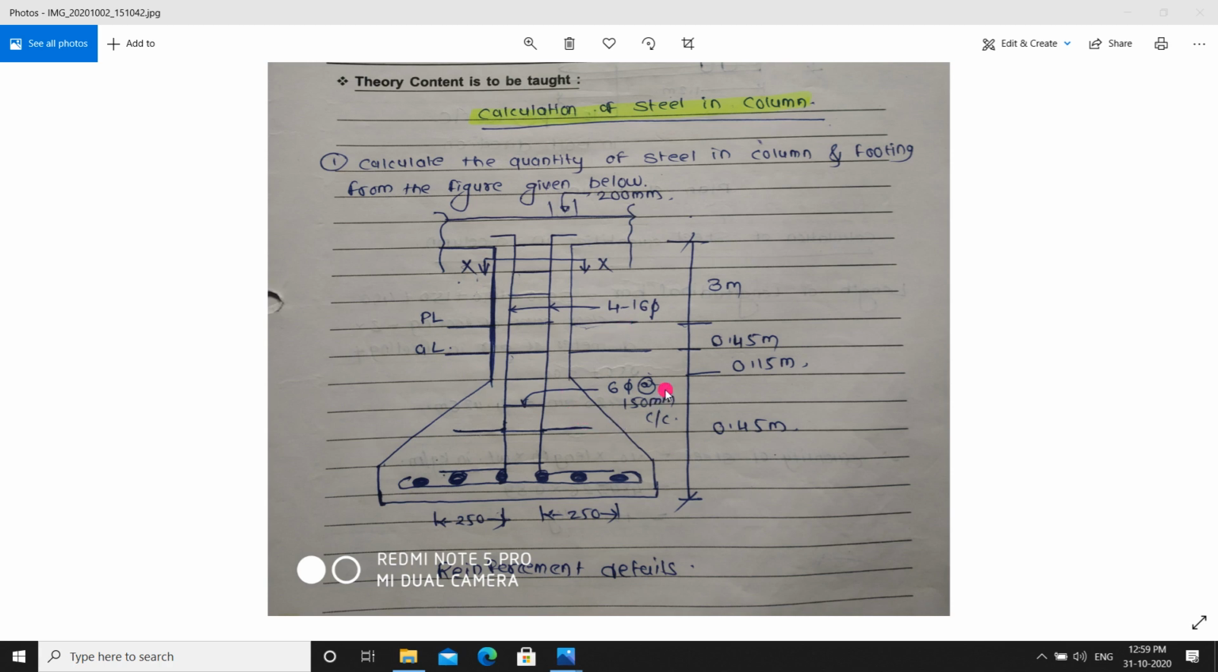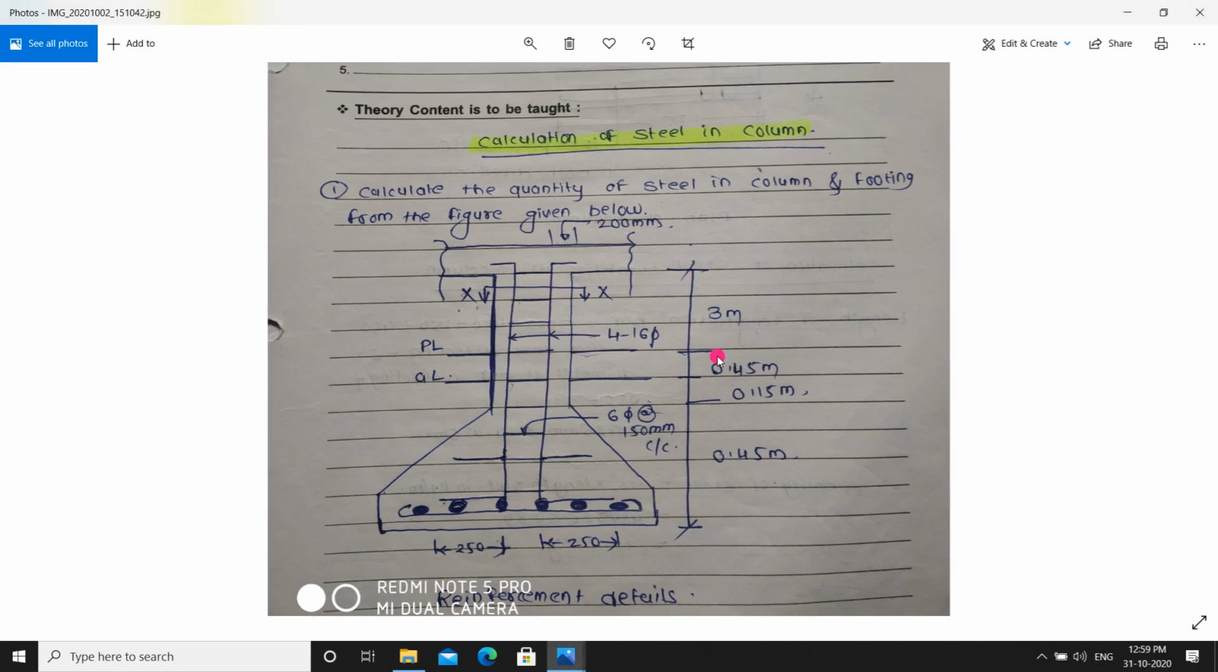The formula required for the calculation of stirrup length, as well as length of ties, remains constant. So 6 mm Φ bars are provided at 150 mm center to center for stirrups. So here it is 250 mm, that is the column from the above, initially this length will be 200 mm, this will be straight.